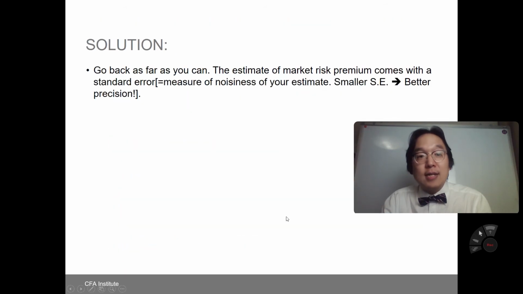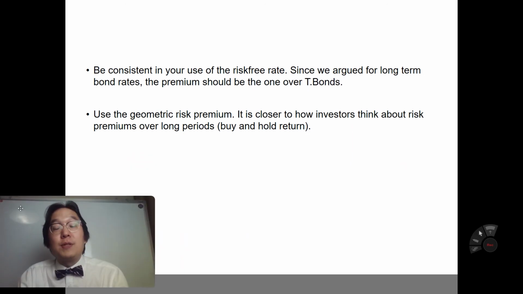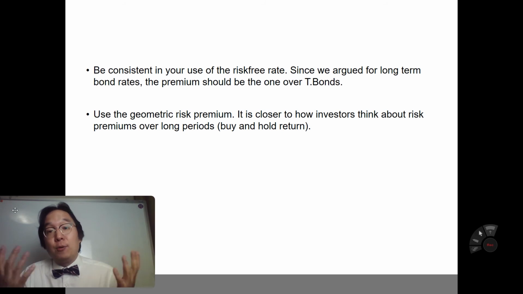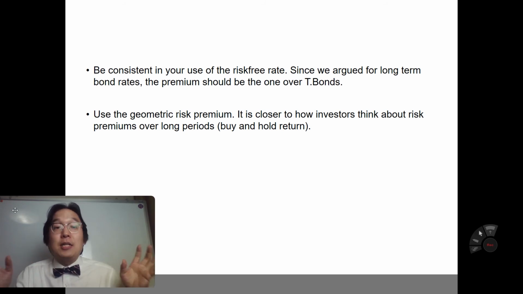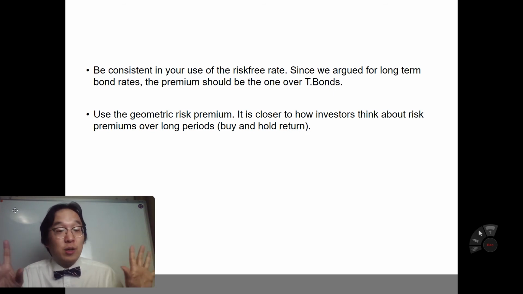So that's that. Be consistent in your use of the risk-free rate. Since we argued for long-term bond rates, the premium should be over the 10-year T-bonds, and use the geometric risk premium. It is closer to how investors think about risk premiums over longer periods, buy and hold return. But again, this is not a perfect candidate either. Nothing is perfect in this valuation world. Nothing is perfect in the finance world.